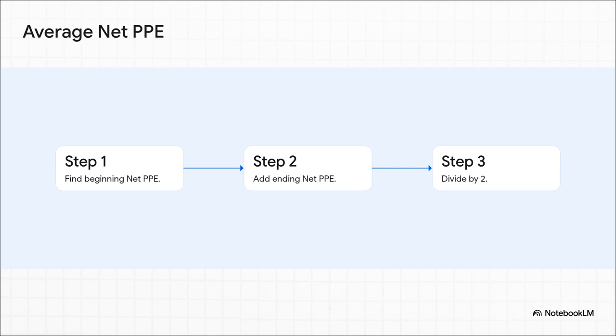So to properly match these two things up, we have to calculate the average of the beginning and ending net PPE balances. It's just 3 steps. Step 1, you grab the beginning net PPE. Step 2, you add the ending net PPE. And step 3, just divide by 2. Boom! That gives you an accurate, smoothed-out denominator for your final calculation.